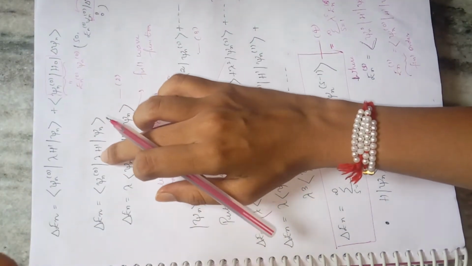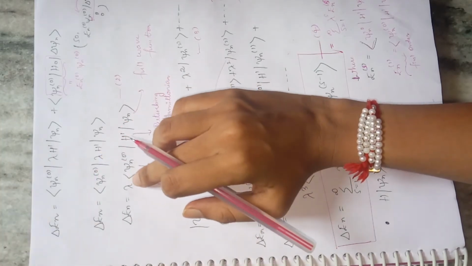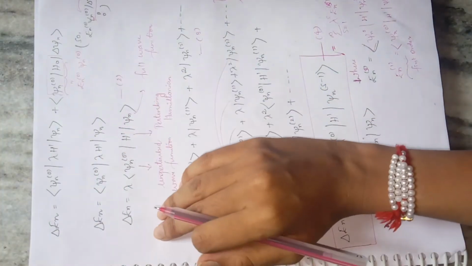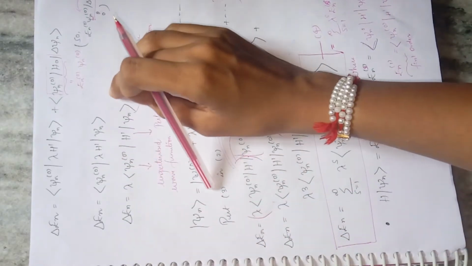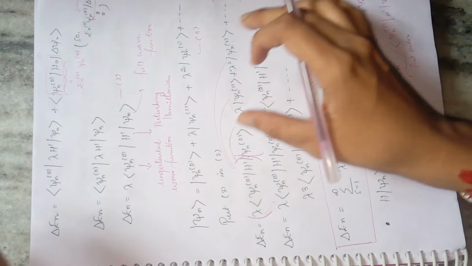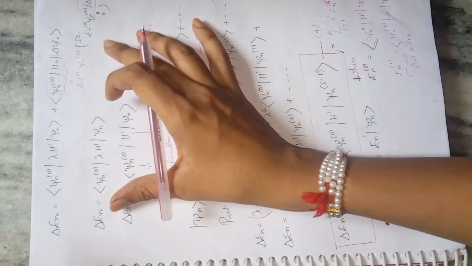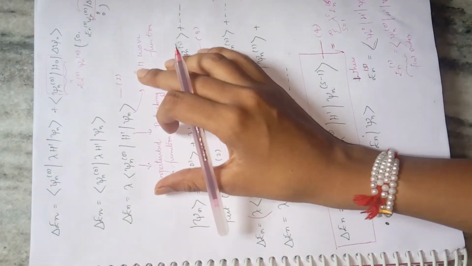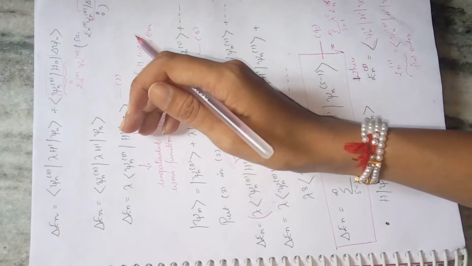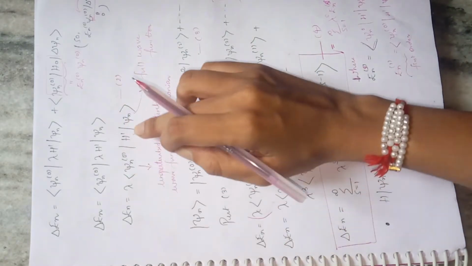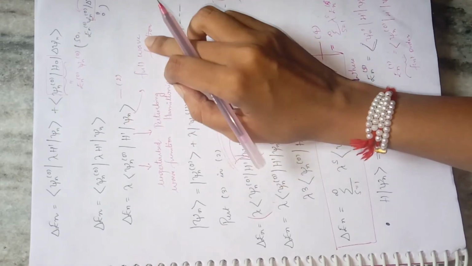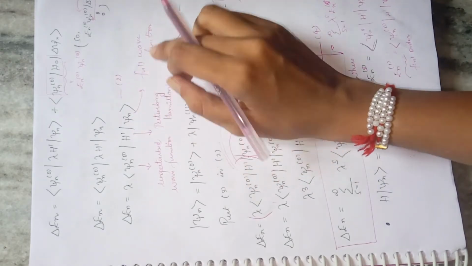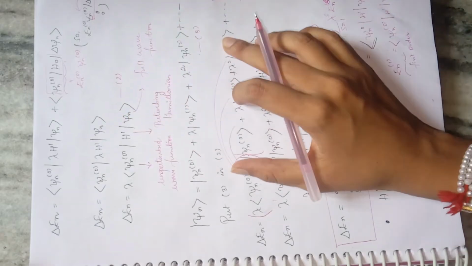As lambda is constant, I'll just write it before the brackets. So delta En is equal to lambda into this term. So this is your second equation. We'll still try to simplify this equation because it is very complicated. psi n naught is the unperturbed wave function, but H dash is a perturbing Hamiltonian and psi n is the full wave function. It is very difficult to determine the full wave function, so we will simplify this again.